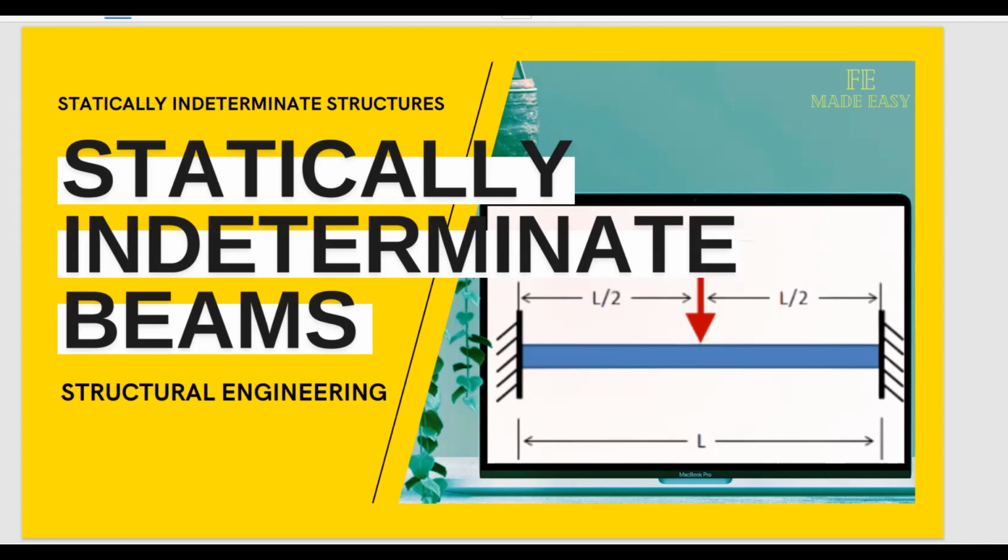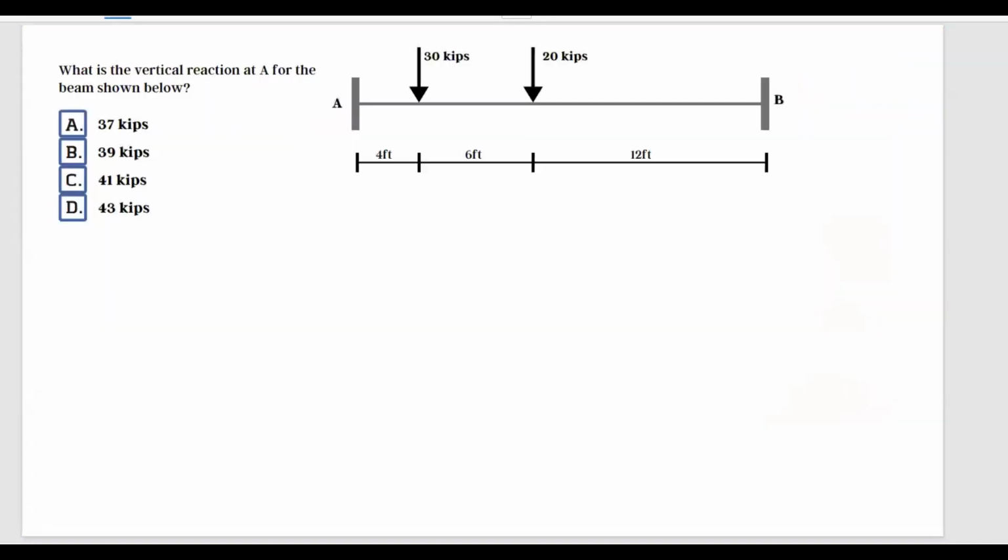Today we're going to talk about statically indeterminate structures. What is the vertical reaction at A for the beam shown below? So this beam here has two fixed supports, and we have to calculate the vertical reaction at A.